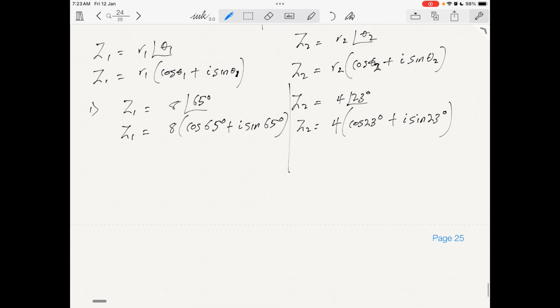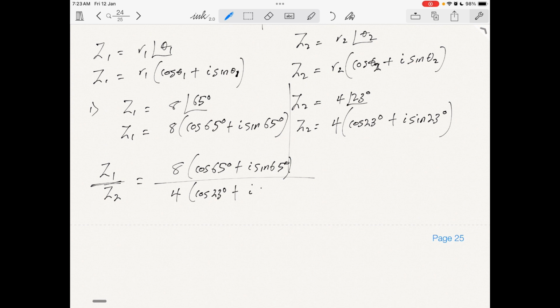Now, the same thing goes: let's divide first before we multiply. In division, we divide the modulus and then we subtract the angle. So z1 over z2 is 8 into cos 65 degrees plus i sine 65 degrees, divided by 4 into cos 23 degrees plus i sine 23 degrees.